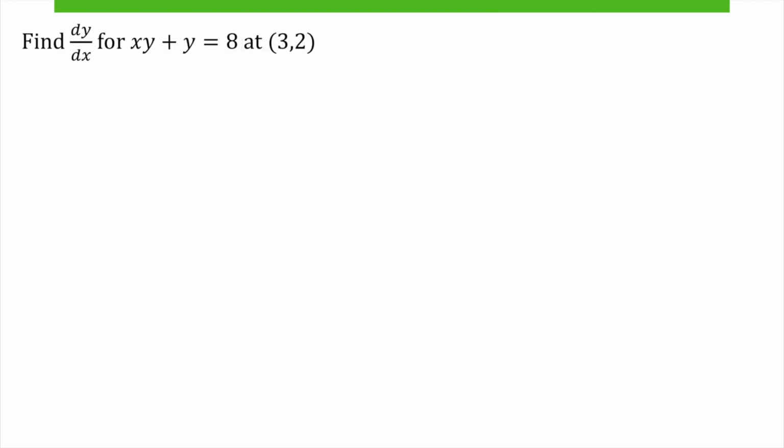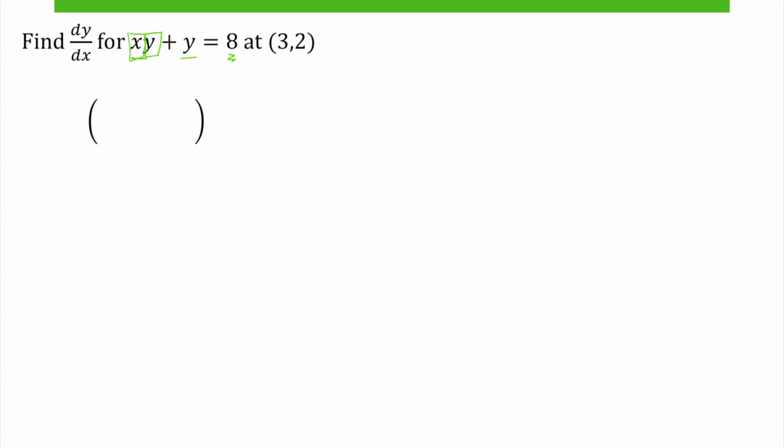Here we go. Find dy/dx for xy plus y equals 8 at (3, 2). First, let's get a feel for the equation we're working with. We've got two terms on the left. The first is going to require the product rule. And then we have a constant on the right. So we'll start with the left side. And because we're going to use the product rule, I just put some parentheses in there.